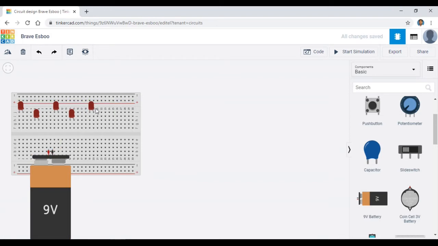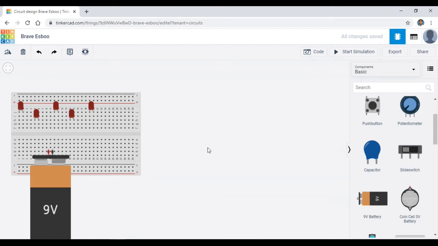This one is the anode of this LED, and the left side pins are cathodes. So we have to connect the negative of the battery to the cathodes and the positive of this battery with the anodes of all these. We have to connect this negative to the cathode of the LED and the positive should go to the anode.